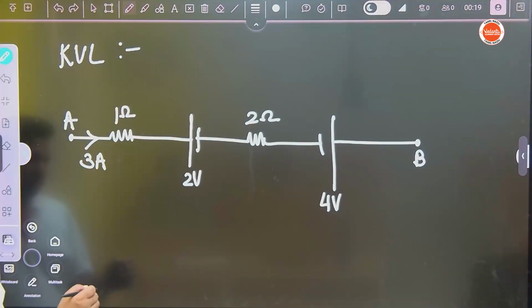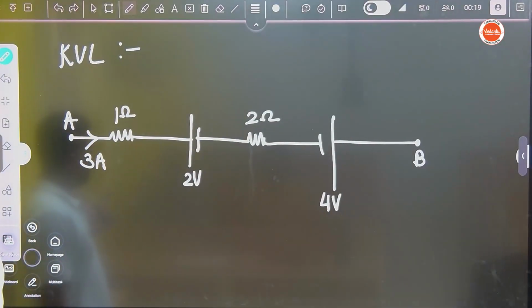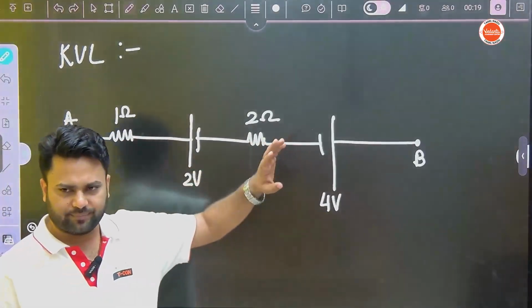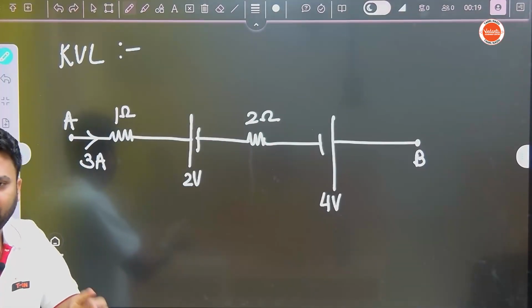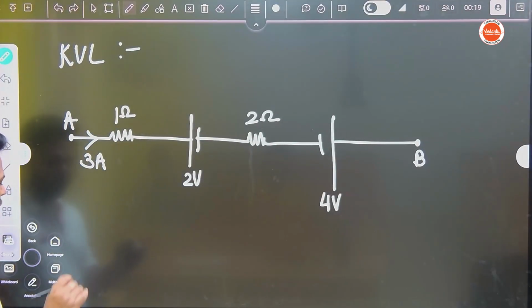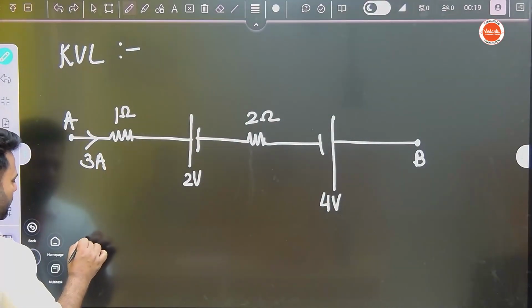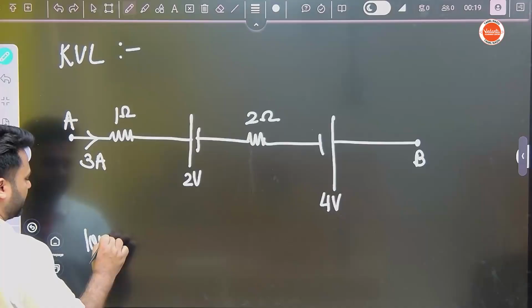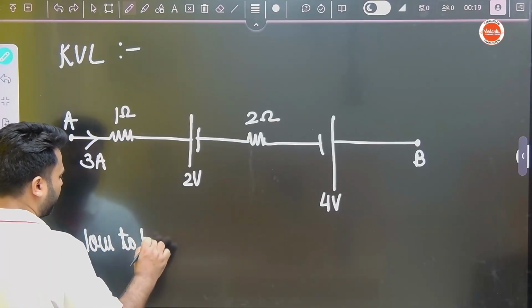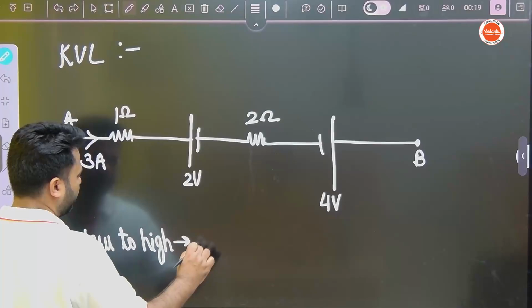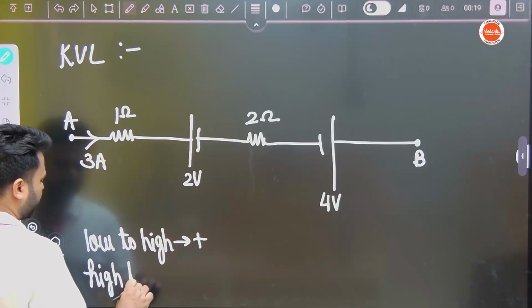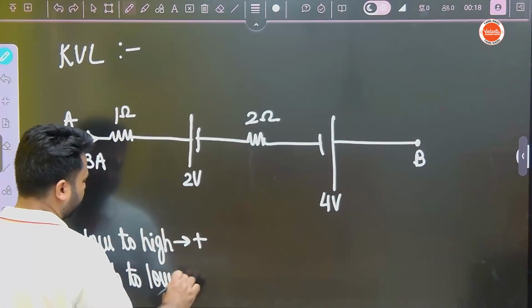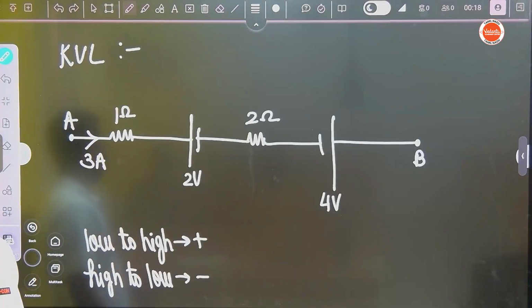Always understand, we will start from any point, whatever you like, and you choose any path. Like suppose we are going from here, you can choose this path also, no problem. You can choose any point, you can choose any path. But always remember, if you are going from low voltage to high voltage, low to high, we have to add. If we are going from high voltage to low voltage, we have to subtract. I will tell you what to add, what to subtract.